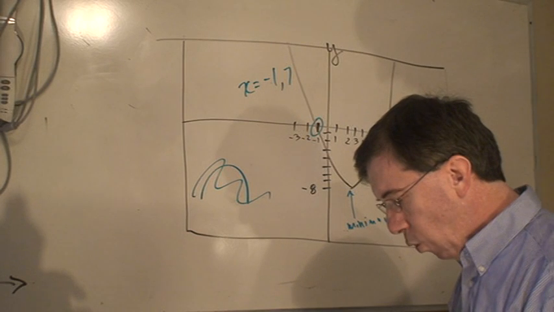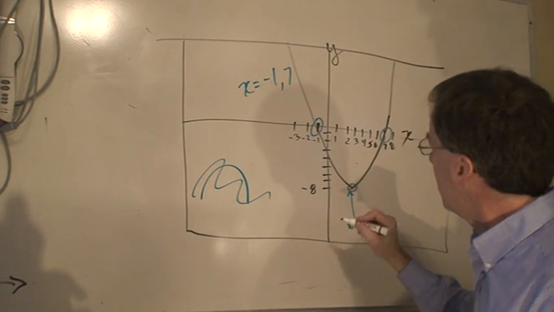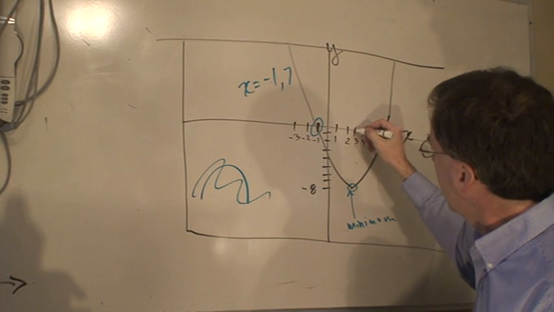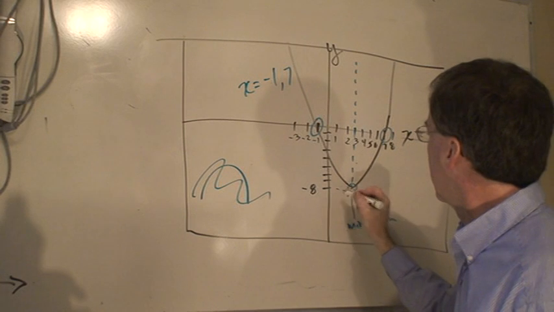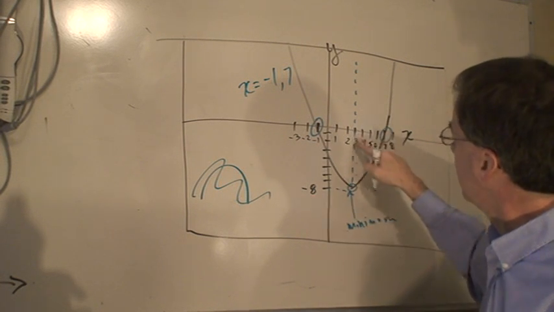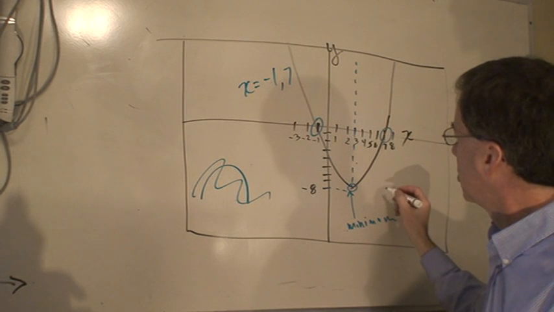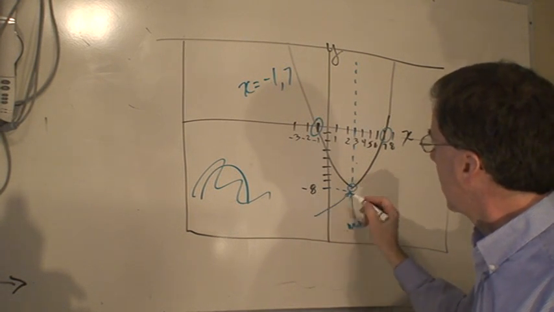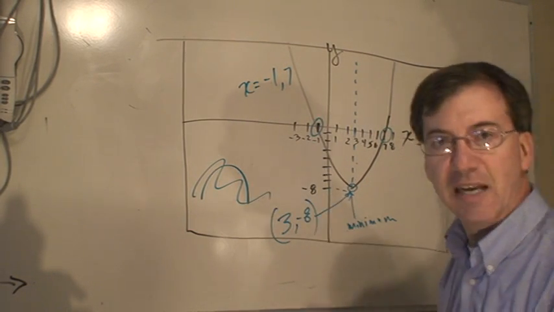All right, what are the coordinates of the vertex? Well, the vertex is this minimum, and if you'll look straight down here, I'm going to draw straight down. Now I noted this point is -3, this is -8, I'm sorry, and this is +3. So the vertex, I'm going to write right here, would be 3, -8 would be the vertex.